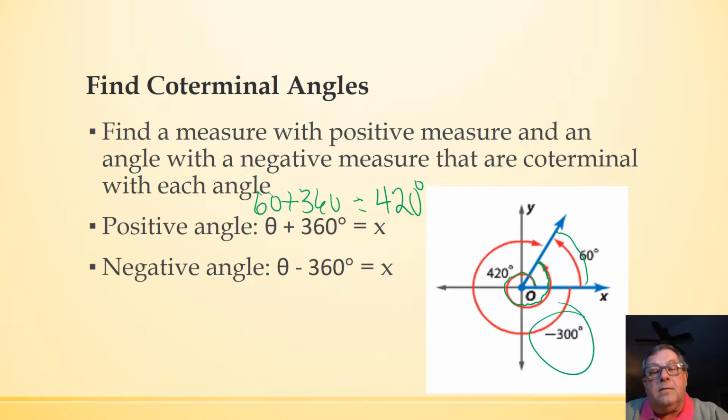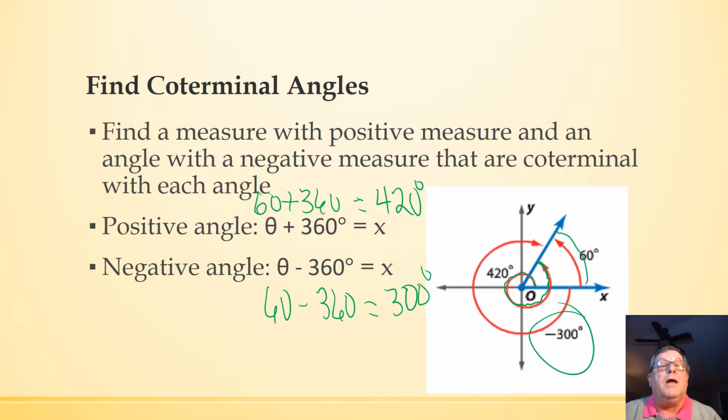And likewise, if we're going to determine a negative coterminal angle, we can substitute in 60 for theta here and subtract 360 from that, and that gives us a negative coterminal angle of negative 300 degrees. So coterminal angles are angles on the coordinate plane that share the same initial side and the same terminal side.